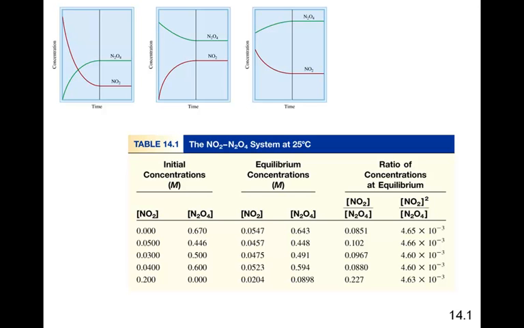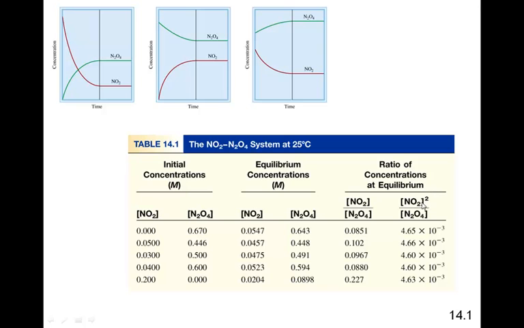And then what was done was the concentration of NO2, which was on the right-hand side of the equation, over the concentration of N2O4, which was on the left-hand side of the equation. That relationship was established, and the concentration of NO2 for each experiment was divided by the concentration of N2O4 for each experiment. We can see that 0.0547 divided by 0.643 is this value, and 0.0457 divided by 0.448 is this value, and so on. And we can see it really doesn't tell us much.